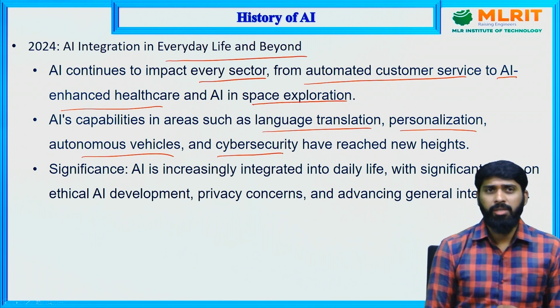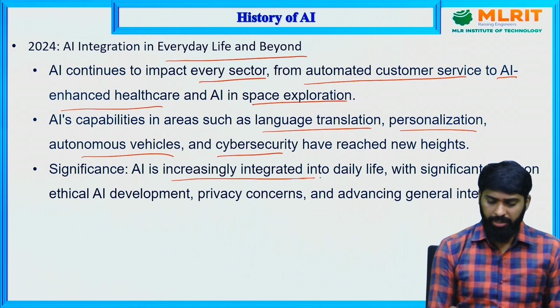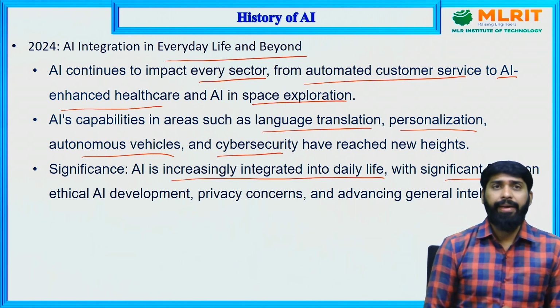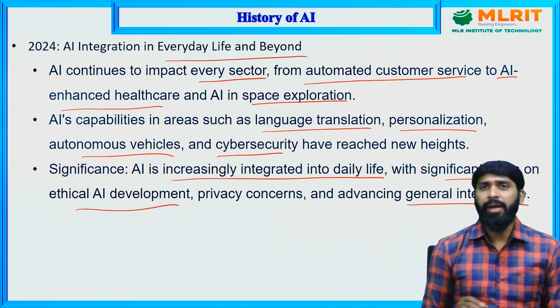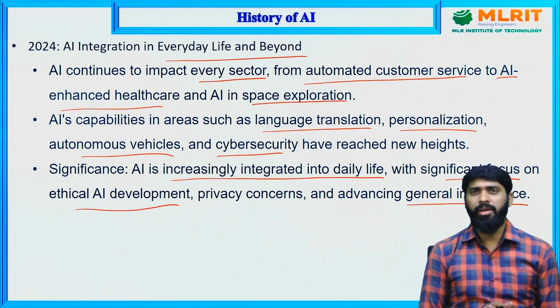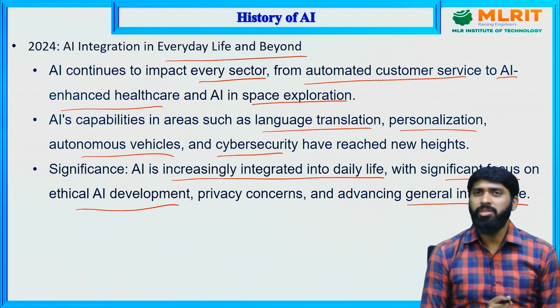AI capabilities in areas such as language translation, personalization, autonomous vehicles, and cybersecurity have reached new heights. Coming to the significance of AI, AI is increasingly integrated into daily life, with significant focus on ethical AI development, privacy concerns, and advancing general intelligence. So this is about the history of AI. I hope you all understand the history of AI. Thank you.